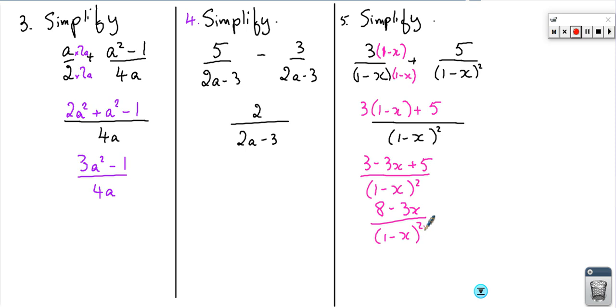As you can see here, there are no common factors in the numerator. Always check that, because in case there is a common factor, you would need to simplify first to take out the common factor. Now, let's suppose we have a slightly harder example. So example number 6, simplify.